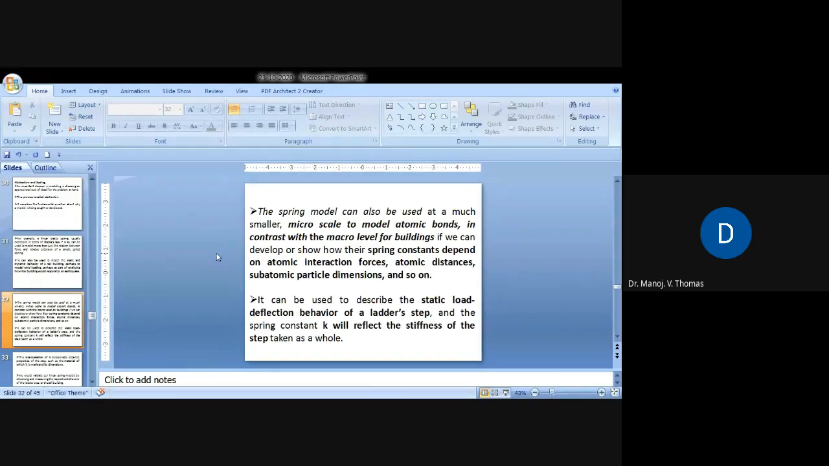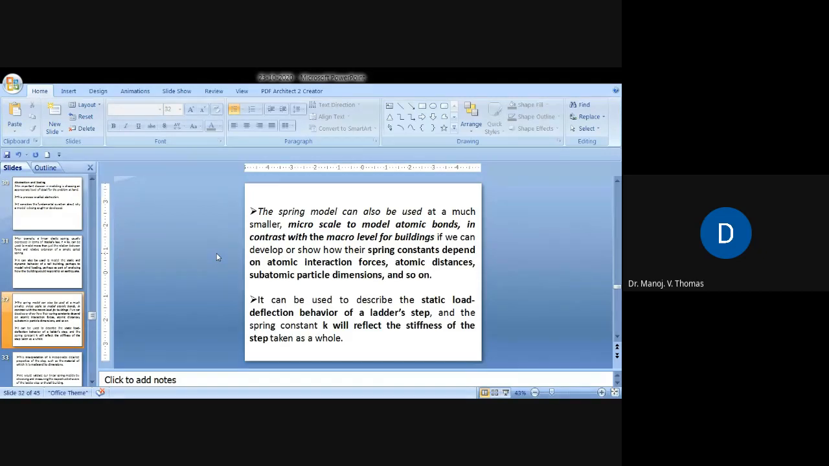So we need to identify the spring constants. When it is applied to atomic bonds, the spring constant depends upon the atomic interaction of forces, atomic distances, subatomic particle dimensions, and many other parameters. We don't worry about that, but we just understand that the spring constant depends upon these many parameters. It can also be used to discuss static load deflection behavior. For a ladder, we know ladders have many rungs or steps. In static load deflection, how much force, what is the weight the ladder can support?